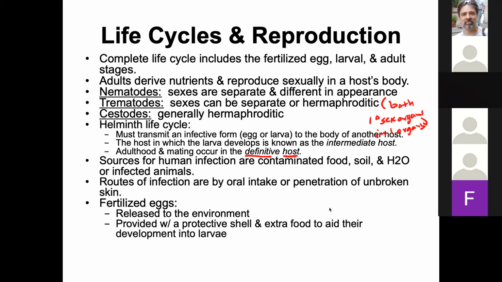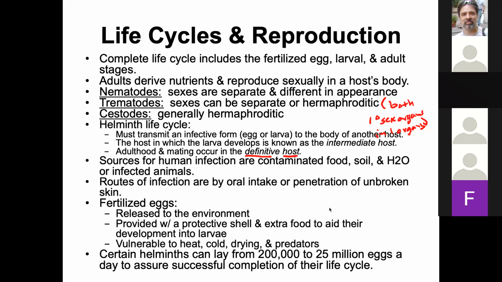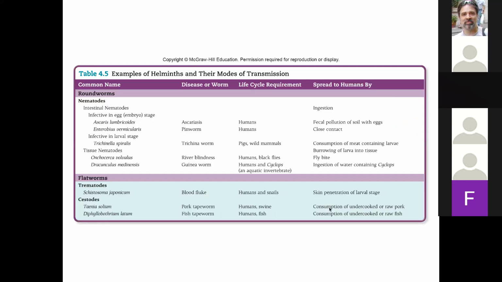Fertilized eggs get released into the environment. They have a protective shell and food so they can develop into larvae, but they are vulnerable to heat, cold, drying, and predation. Some helminths can lay almost 25 million eggs a day to make sure that the life cycle gets completed. That's a lot of eggs, okay? So you can see some examples of the different types of worms: cestodes, trematodes, nematodes, okay? This is table 4.5 in your book.